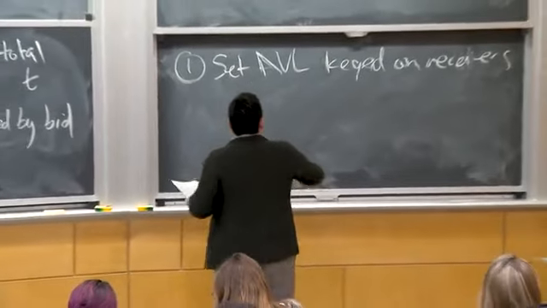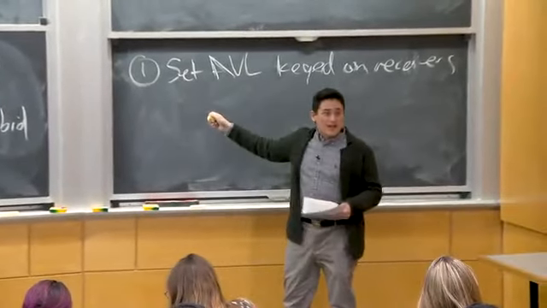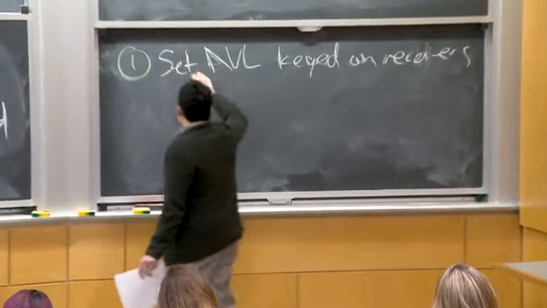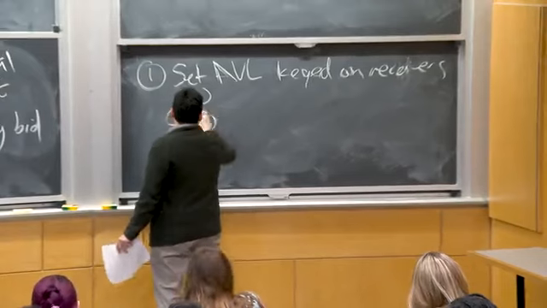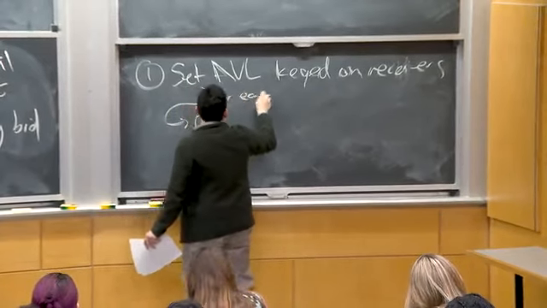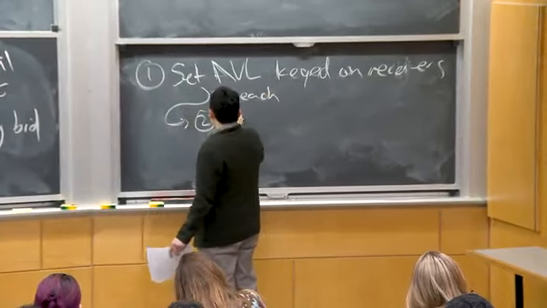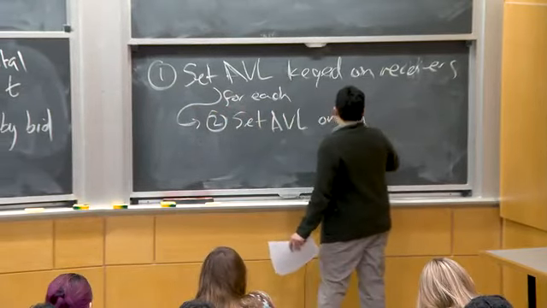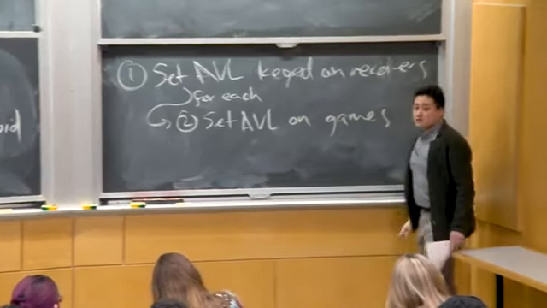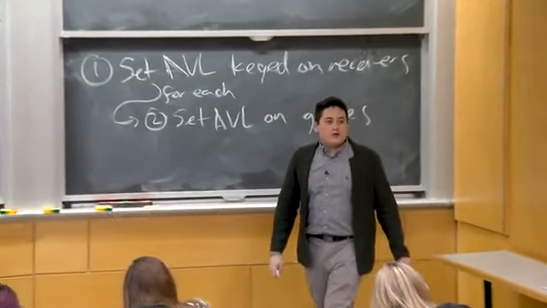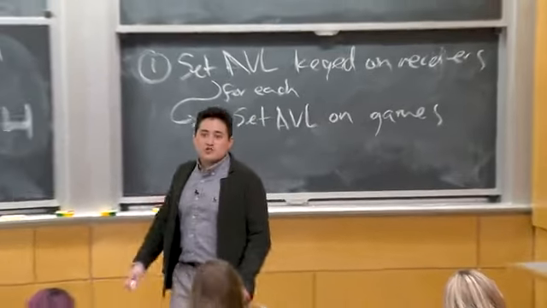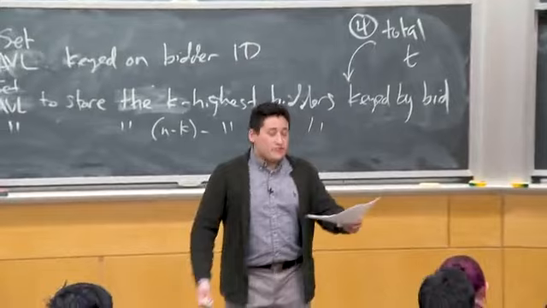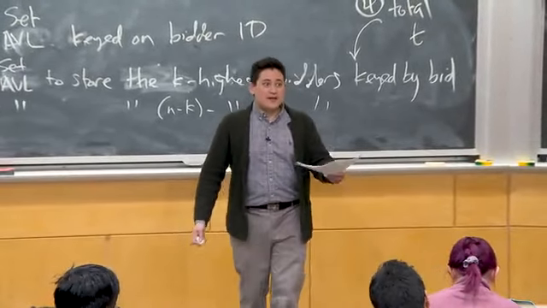Okay. Set AVL tree on receivers, and each one of those nodes, with each one of those receivers, I'm going to store a set AVL on games. Okay? Why do I store a set AVL on games? Why don't I just store a list of all the games? Because if I want to remove this game from a receiver, I need to do that in log n time.